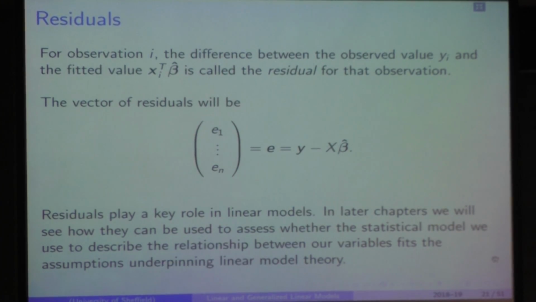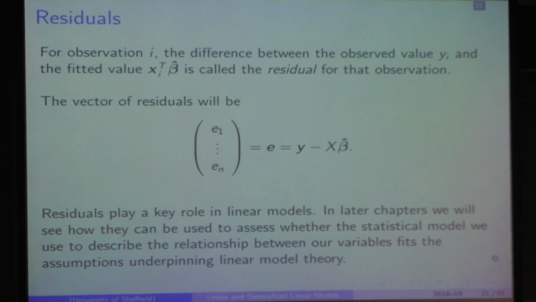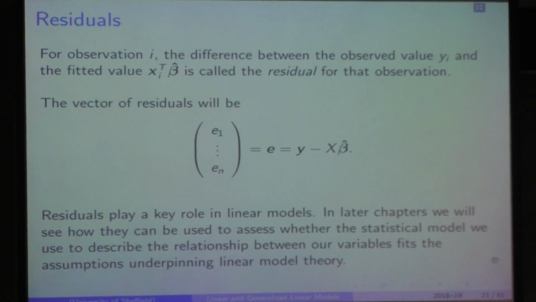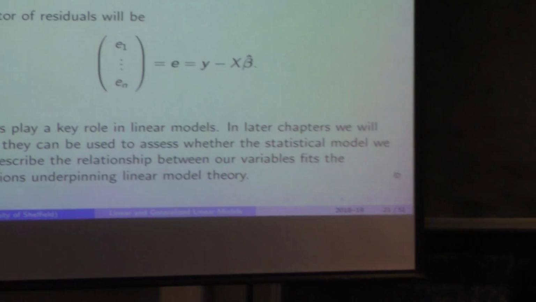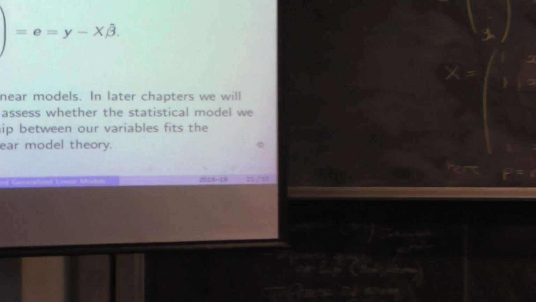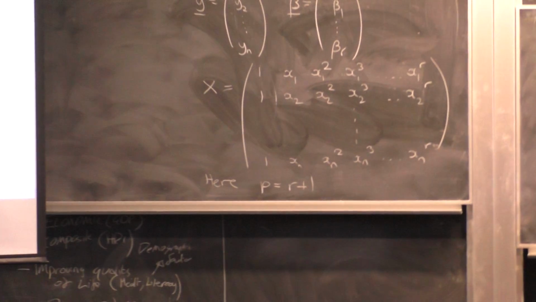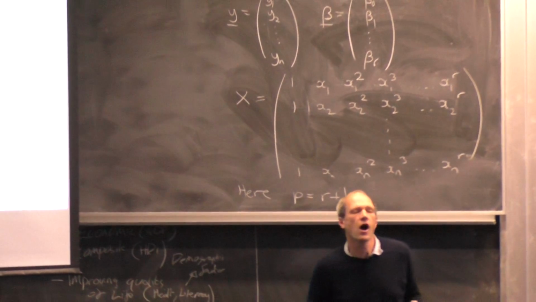Residuals actually play quite an important role in this course. They're particularly important when checking that the assumptions we made for the linear model theory are actually reasonable. These residuals are closely related to the random terms in our model, which we assumed had some properties. Looking at the residuals can give some idea of whether the assumptions we made about the random terms in our model are correct.